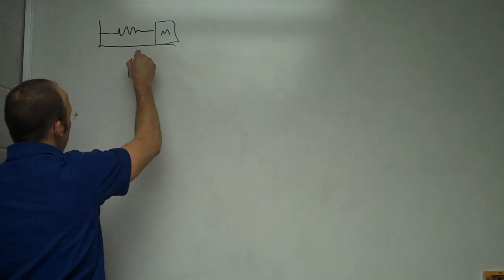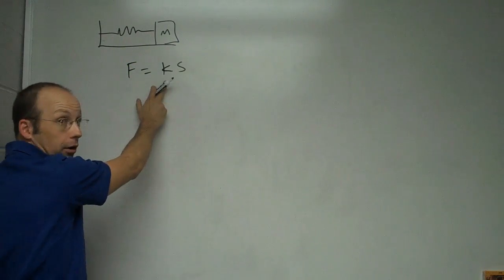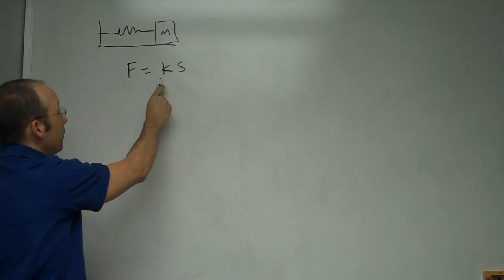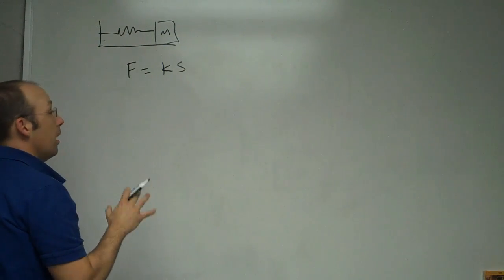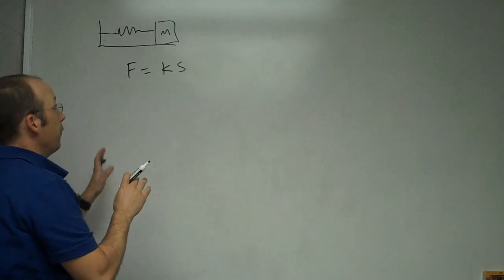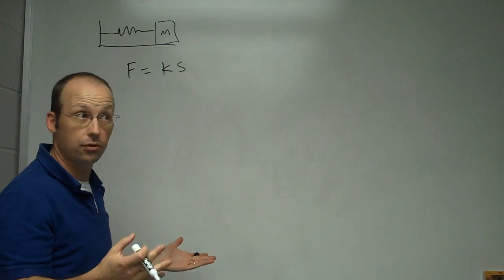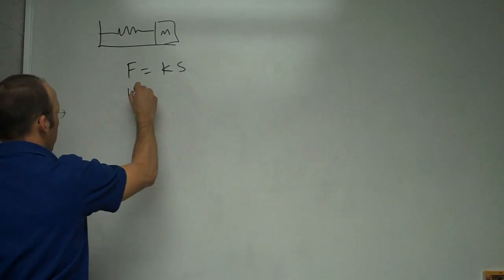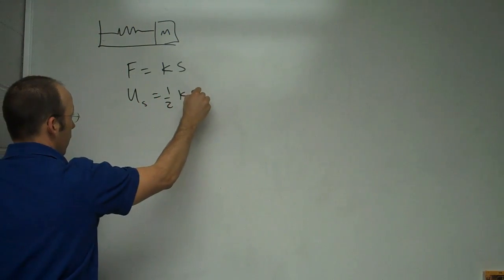It's not too difficult. First of all, we know that the magnitude of the force the spring exerts is K times S, where K is the spring constant and S is the amount it's either stretched or displaced. It's not too difficult to show that the work done by the spring, and therefore the potential energy stored in the spring, is 1/2 K S squared.